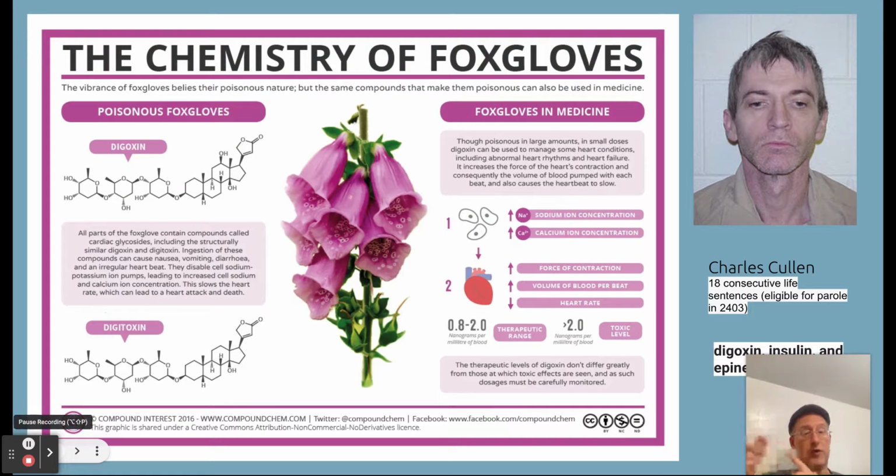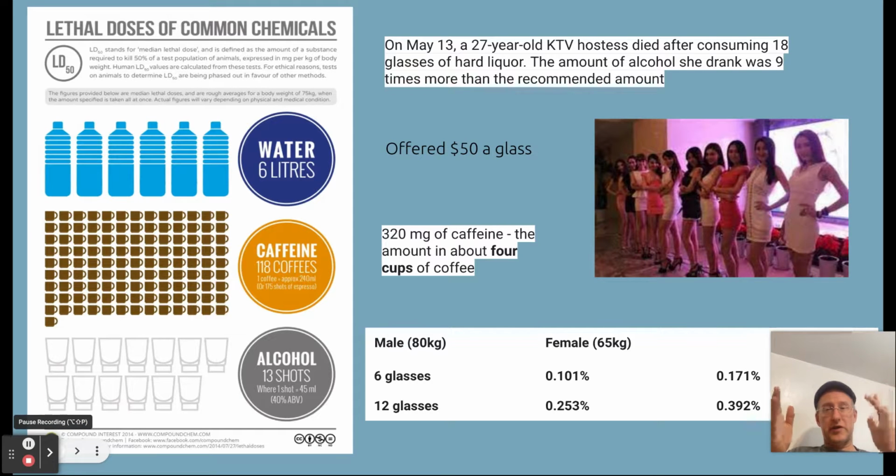If you didn't know foxgloves could kill you, they have digoxin in them. If you have foxgloves on your fingers, you can actually inhale it or take it in your mouth, not washing your hands, and it can kill you. This lovely fellow on the right, Charles Cullen, was actually very likely the guy who killed the most people in the world. He used digoxin, which is for the heart, and insulin and epinephrine to kill them. So people didn't know for a long time. We don't know how many people he killed. 18 consecutive life sentences.